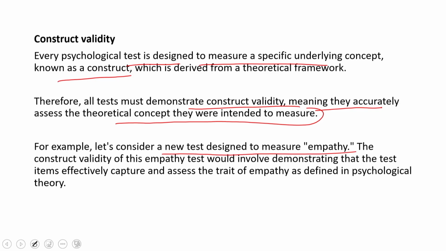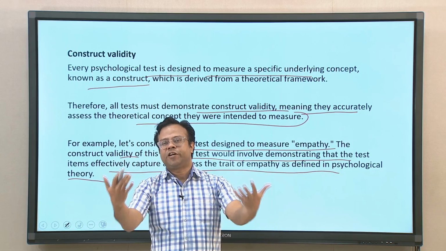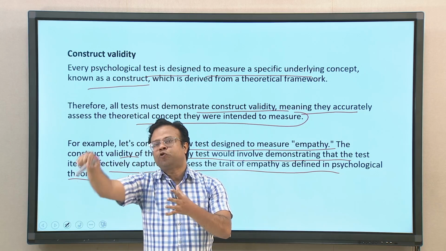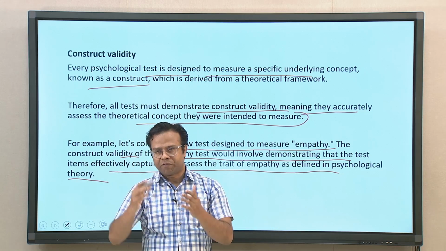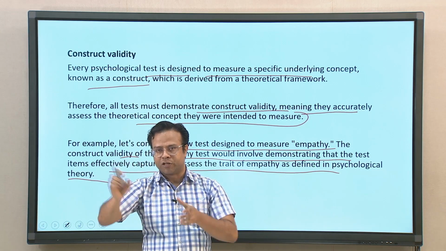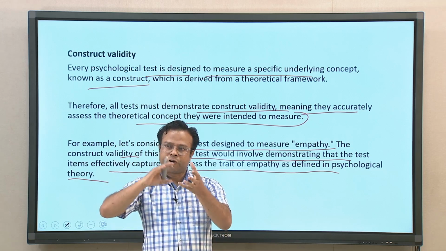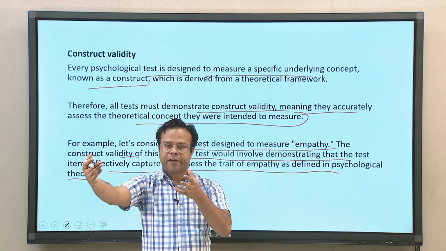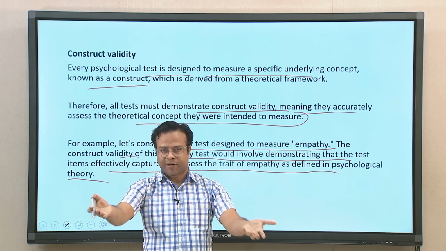So, let us say you want to design a test to measure empathy level of individuals. The construct validity in the context of this empathy test would involve demonstrating that the test items effectively capture and assess the trait of empathy as defined by the theory. So, your test should include all the characteristics of the trait of empathy as proposed by the theory of empathy, whatever theory you are using. Then if your test items reflect that theoretical background accurately, then it has construct validity.